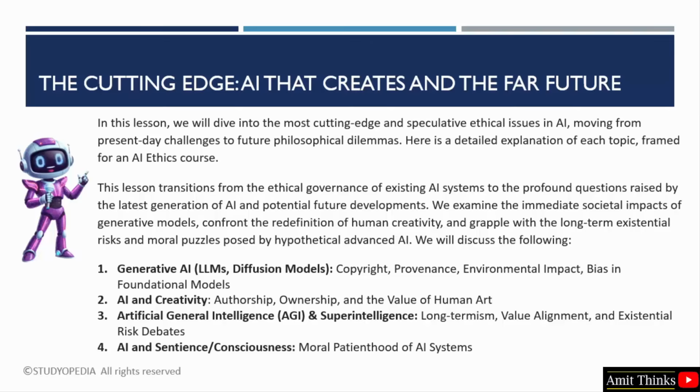We shift from governing today's AI to confronting questions raised by advanced and potential systems, covering societal effects, creativity and existential risk. We will discuss the following in this lesson: generative AI, copyright, provenance, environmental impact, bias in foundational models. Then we will discuss AI and creativity, that is authorship, ownership and the value of human art. Then we will discuss artificial general intelligence and superintelligence. And in the end we will discuss AI and consciousness, that is moral patienthood of AI systems.